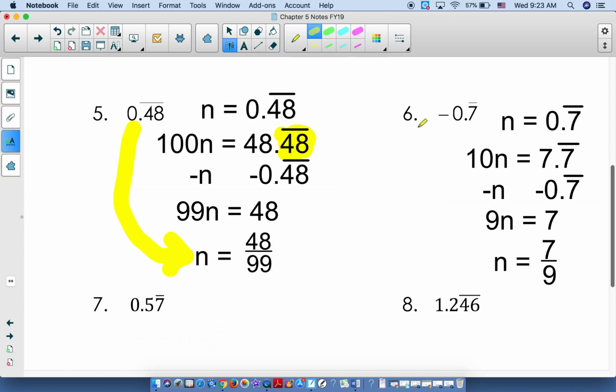And so my answer should be, I forgot this part, it should be negative 7/9. Because my problem is negative, my answer will be negative. And negative 0.7 repeating is the same thing as negative 7/9.